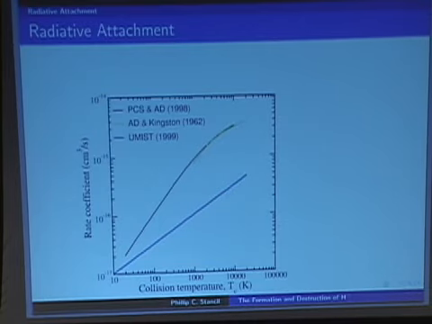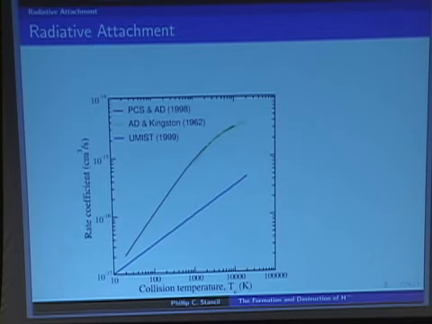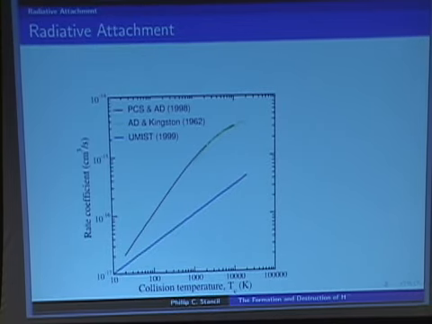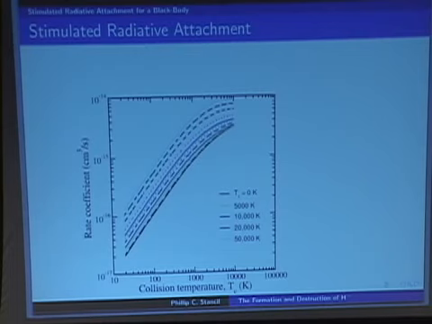And this blue curve is the one that was in UMIST until a few years ago. You can see it's off by almost a factor of 10. But H- is not too important in the interstellar clouds, so maybe people didn't notice it.